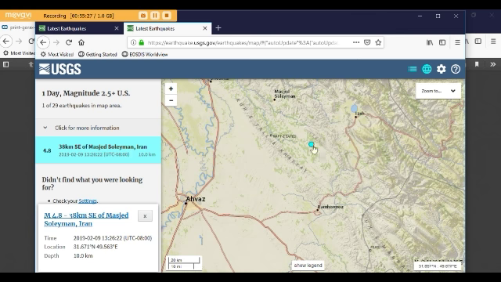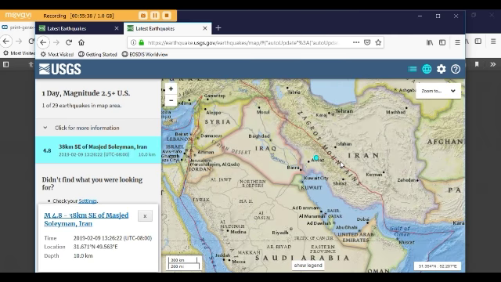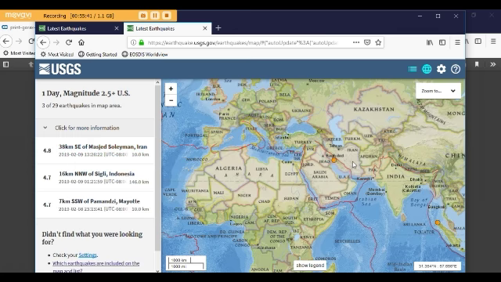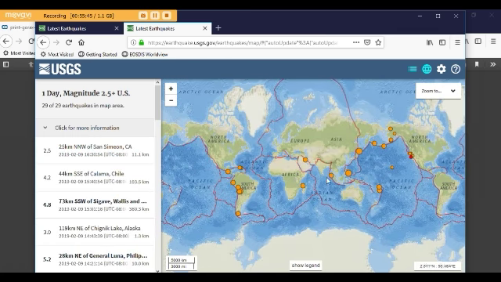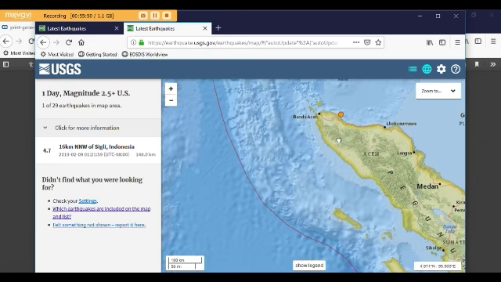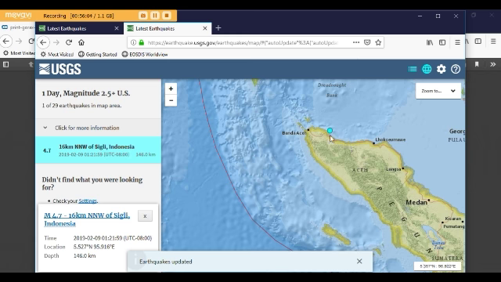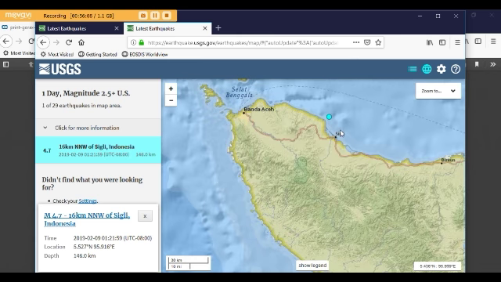So it looks like it's not really near anything. There's the town they were citing. So that probably didn't do any damage. I mean, it could if there were poorly constructed buildings nearby. Now down here in Indonesia, here's one right off the coast of northern Sumatra, 4.7 near Sigli, Indonesia. This came in at 1:21 this morning, 146 kilometers deep. So since that was in the ocean, it probably didn't do any damage there.